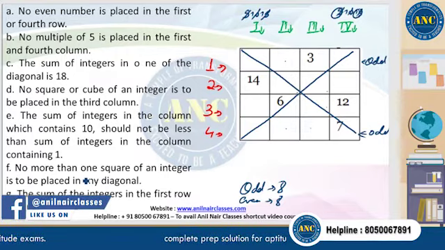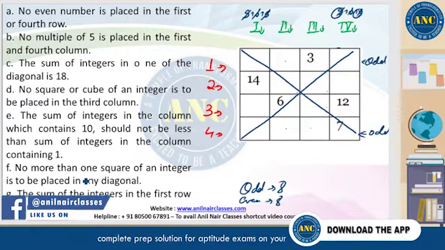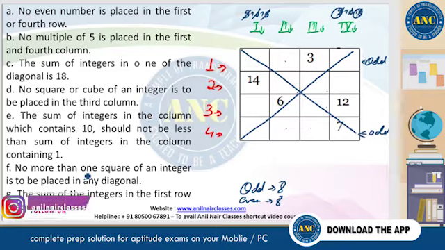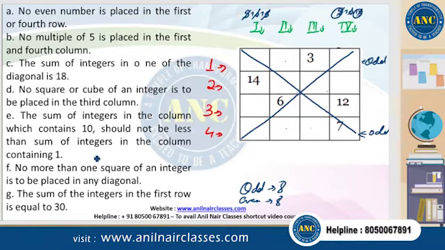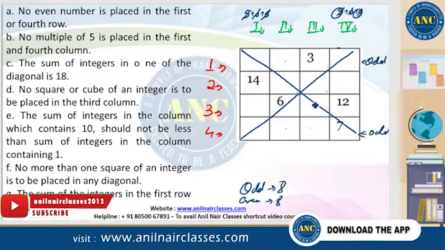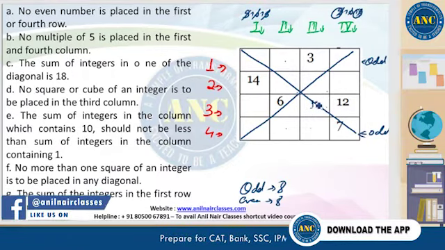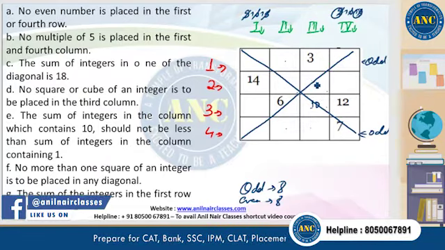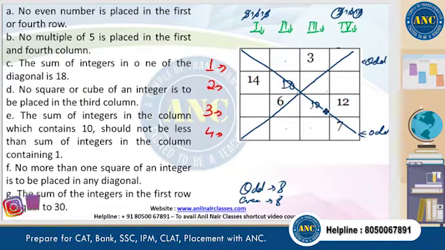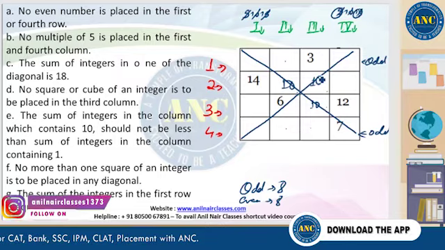So, which diagonal is 18? Only one of them would be 18. But let's understand the number 10. The number 10 would fall in one of these diagonals. Let's say it falls in this diagonal, that's 10 here, or it could fall in this other diagonal. It could be 10 on this diagonal.